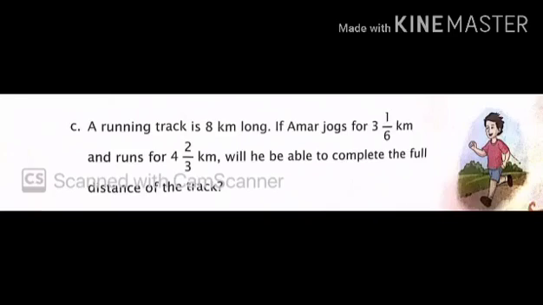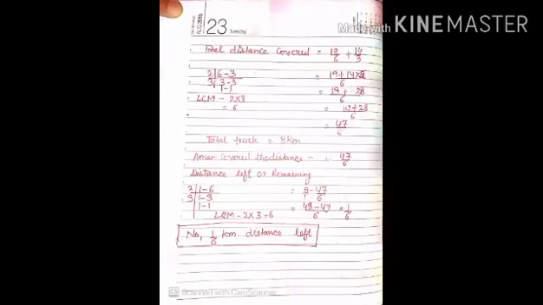Now come to the third question, in which a running track 8 km long is given to us. A person, Amar, completes 3 1/6 km by jogging and 4 2/3 km by running. In this question we have to tell whether he is able to complete the track. The total length of the track is equal to 8 km. Amar jogs or completes 3 1/6 kilometers.